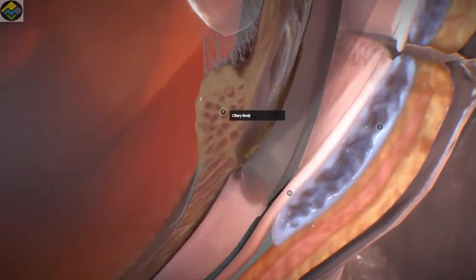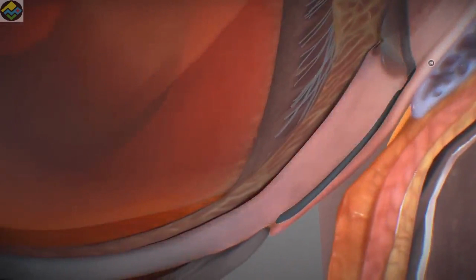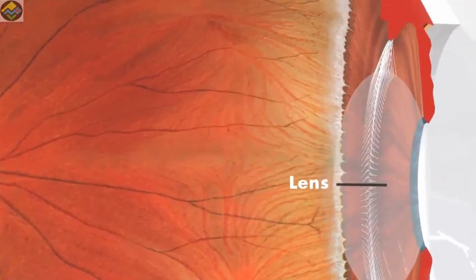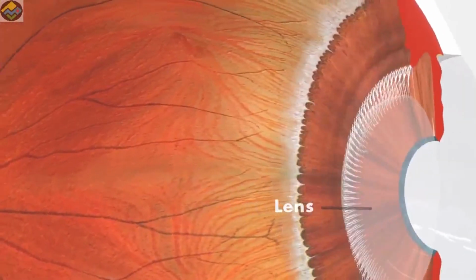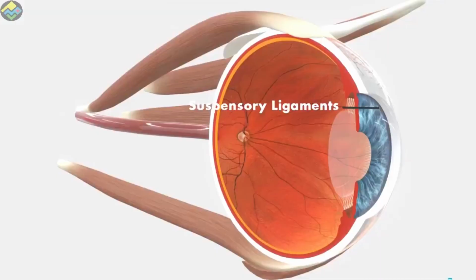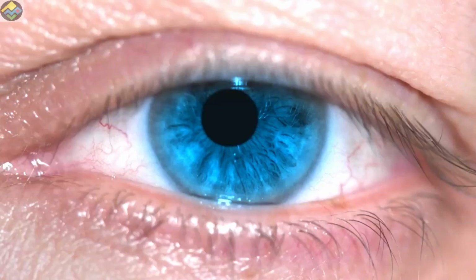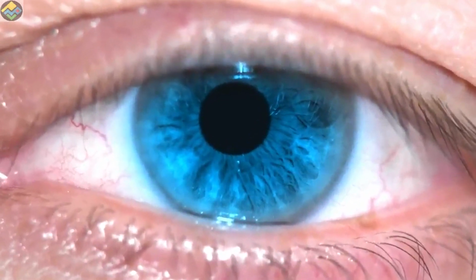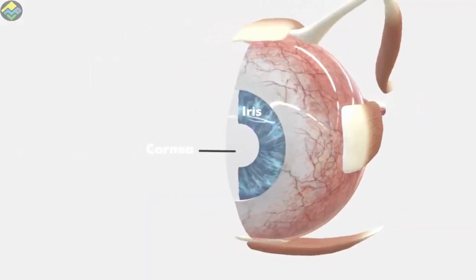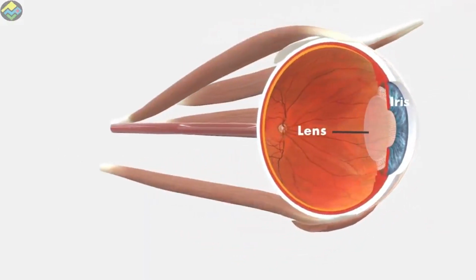Ciliary bodies contain ciliary muscles and anteriorly continue with the choroid. The lens is also attached to the ciliary bodies with the help of the suspensory ligament. The middle layer contains the iris, which is the visible part of the eye. The iris has different colors in different people. The iris is present behind the cornea and in front of the lens.